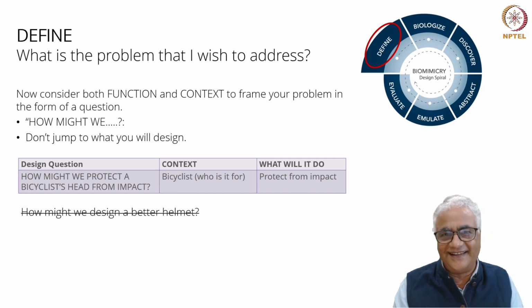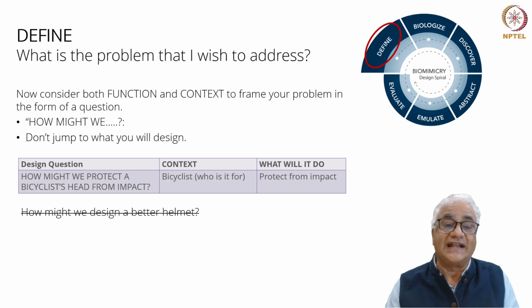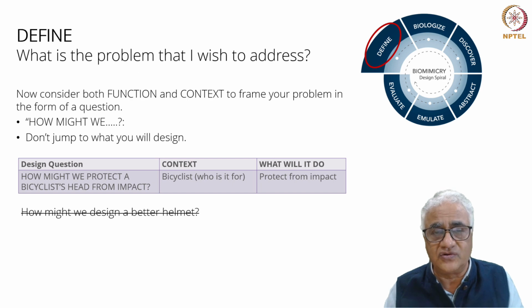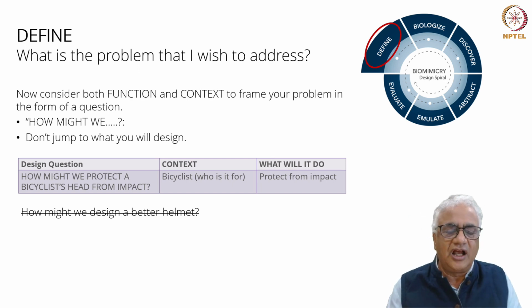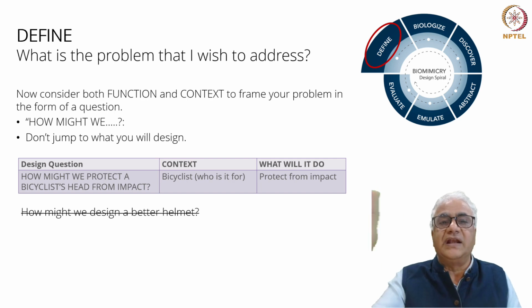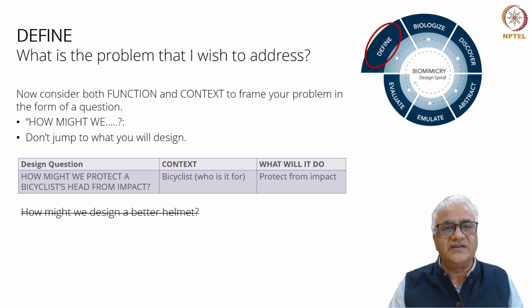There. I told you, right? Don't think of helmet, which is why we have cancelled helmet. Because that is the first thing that we are used to. Because our mind is so conditioned, right? The minute you say, how might we protect bicyclists from impact? Immediately everyone thinks of helmet. Imagine if the whole world builds helmets after helmets after helmets. That's not right.